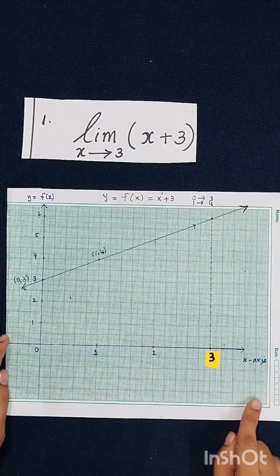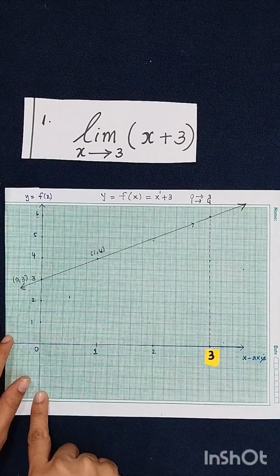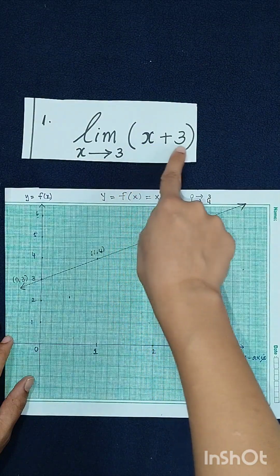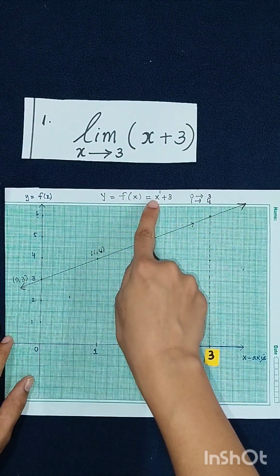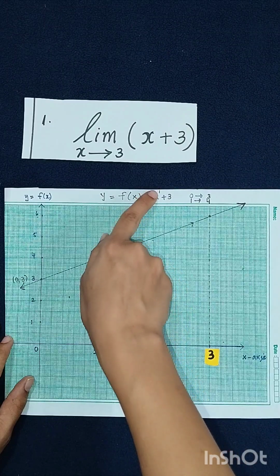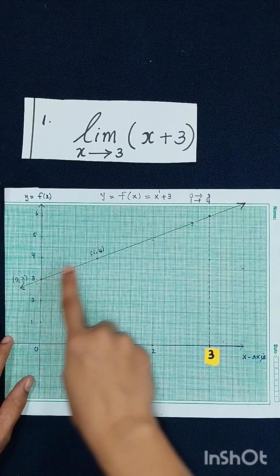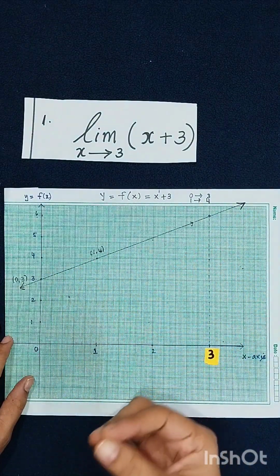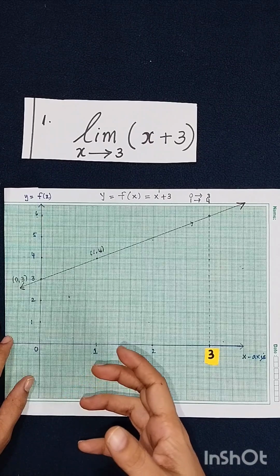Here is the graph of the function, x-axis, y-axis, and the linear function x plus 3. This is linear because the degree of this variable is 1. Since the degree is 1, we will get a straight line. And to draw a straight line, we just need 2 points. 2 points are sufficient, right?